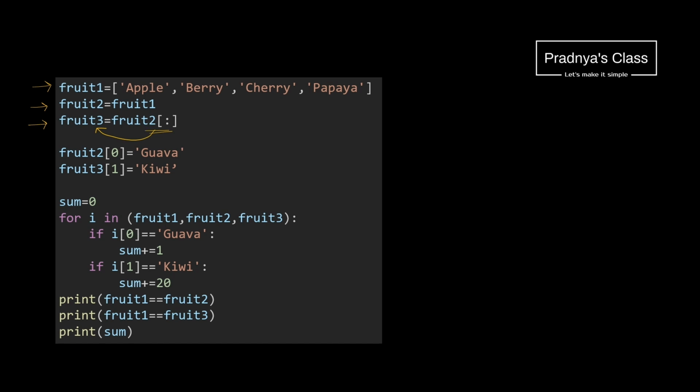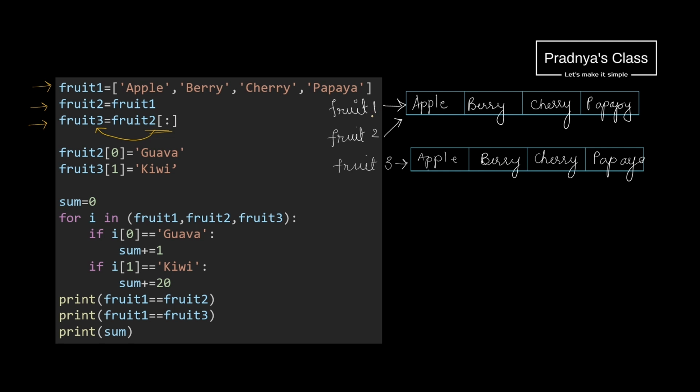These three lists will look like this. Fruit1 and fruit2 are pointing to the same memory location. That's why they are the same. If you change one, it will reflect in the other. But fruit3 is a separate list. If you change something in fruit3, it doesn't mean it will reflect in the other lists.